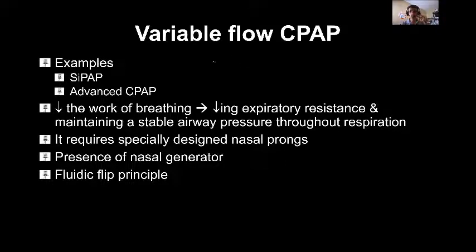So with variable flow, the whole issue, the whole matter is at the nose. And therefore, it cannot be used with the nasal prong per se or mask per se. It should be used with a specially designed nasal prong or specially designed mask. And there should be a nasal generator, and the nasal generator should use a fluidic flip. We will talk about what a generator is and what a fluidic flip is. So the whole difference between variable flow and continuous flow CPAP is at the nose.